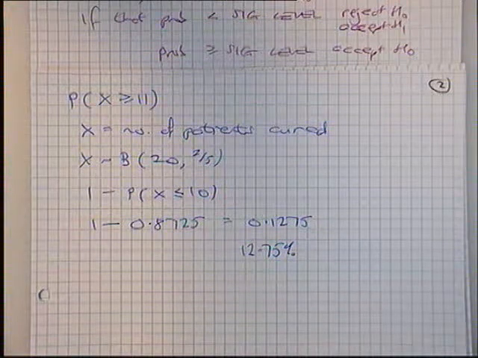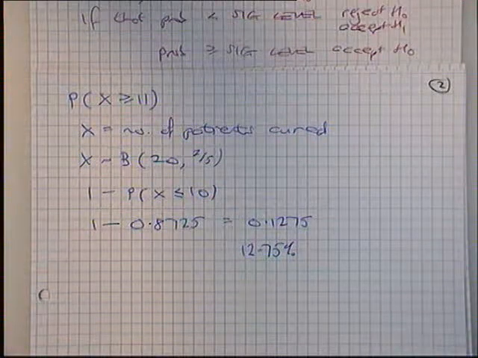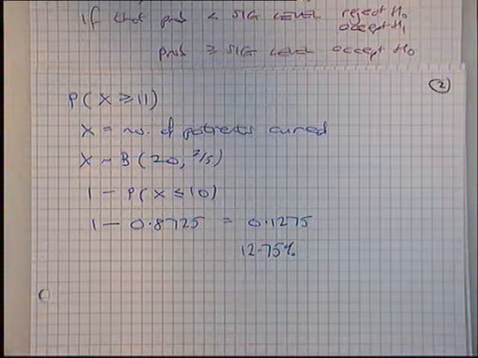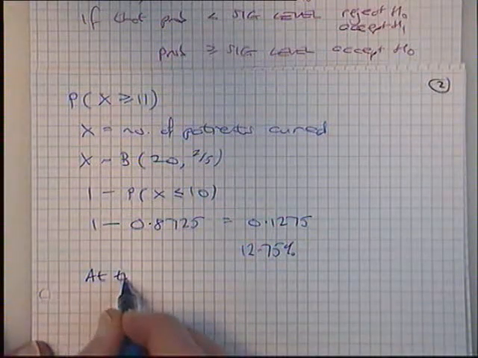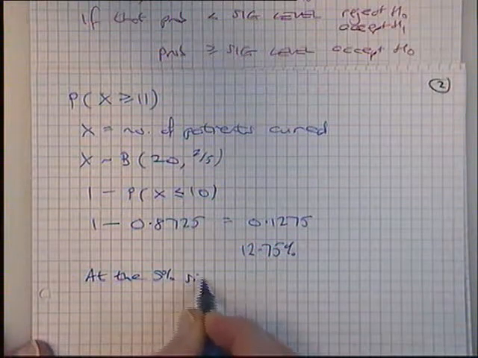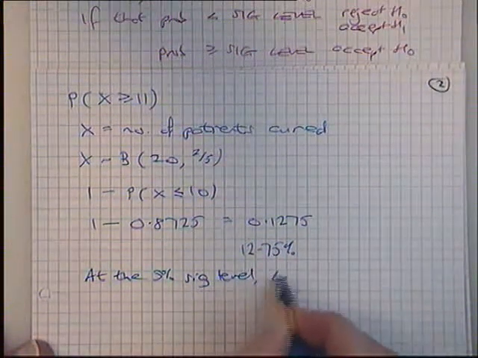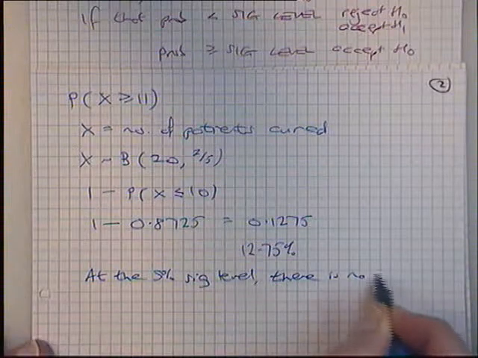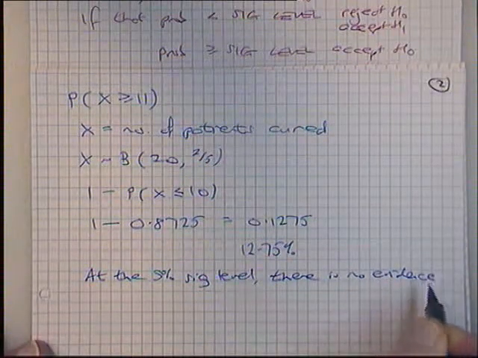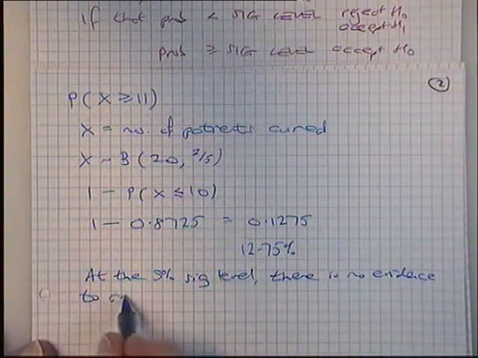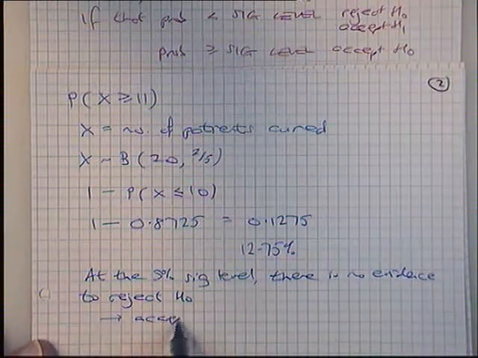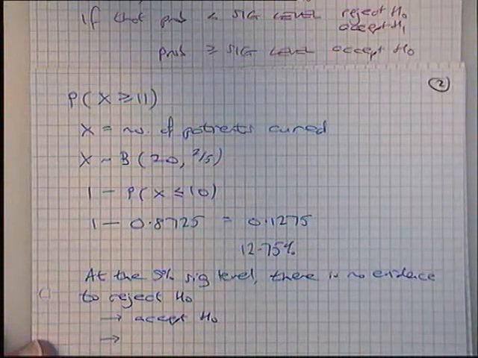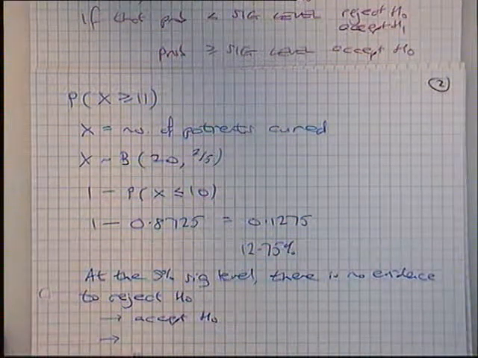If the old medicine would have come up with that number of people, or better than that number of people cured, 12%, 13% of the time anyway. So there's no actual evidence that the new medicine is any better. So we can say then, at the 5% significance level, there is no evidence to reject H0. So we therefore have to accept H0, and H0 then was the new drug is no better.